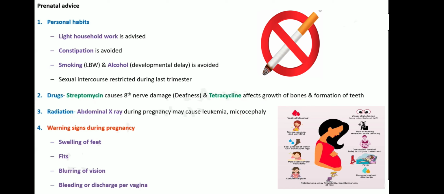So, all such things, iodine containing drugs, if you take them, can cause congenital goiter in the fetus. So, we have to make sure that we discourage the mother from taking any sort of drug preparations. Next, we have radiation. Exposure to radiation is a danger to the developing fetus.